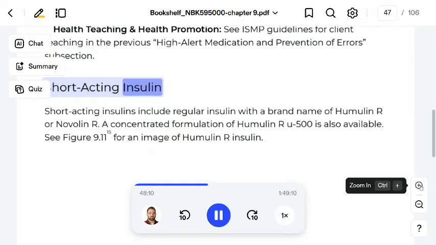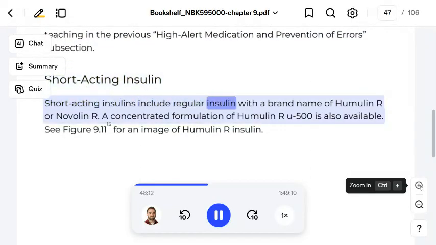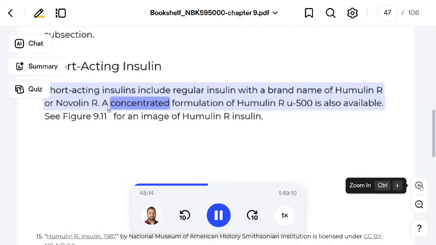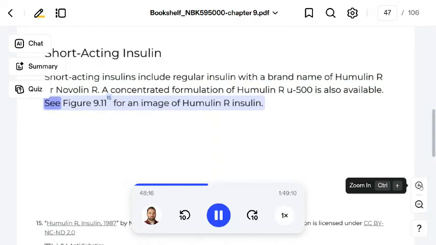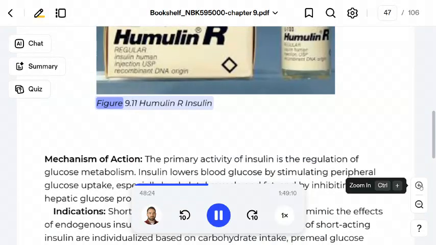Short-acting insulin. Short-acting insulins include regular insulin with the brand name of Humulin R or Novolin R. A concentrated formulation of Humulin R U500 is also available. See Figure 9.11 for an image of Humulin R insulin. Figure 9.11 Humulin R insulin.